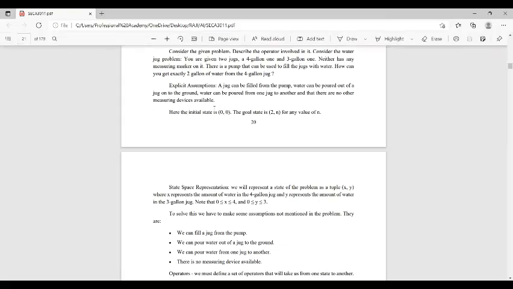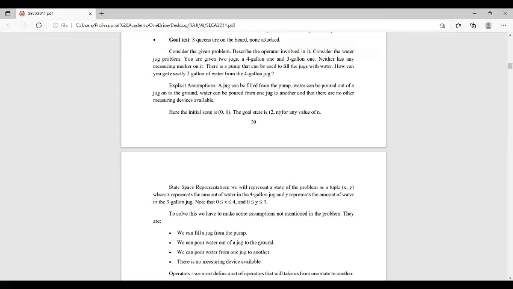So the initial state will be (0, 0). The goal state will be for the 4-gallon jug: first is x, y, where x is the 4-gallon jug and y is the 3-gallon jug. Initially all the jugs are empty, so (0, 0). If you need to make exactly 2 gallons in the 4-gallon jug, then (2, n) is our goal state.